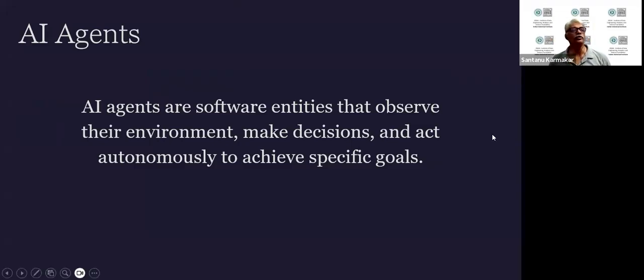So coming to, we have spoken about agentic AI. We have understood what agentic AI is, but we have not yet come to the main point, which is, what is an agent? So let us understand the agent. AI agents are software entities that observe their environment, make decisions, and act autonomously to achieve a specific goal. Suppose you have a friend who does certain things for you. You can call him your agent.